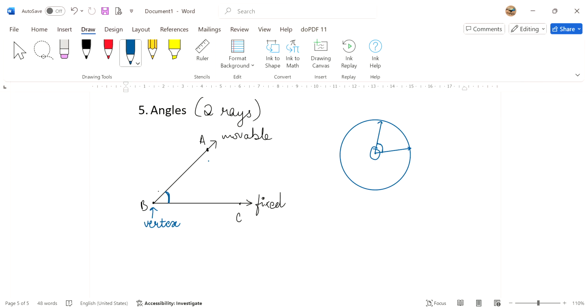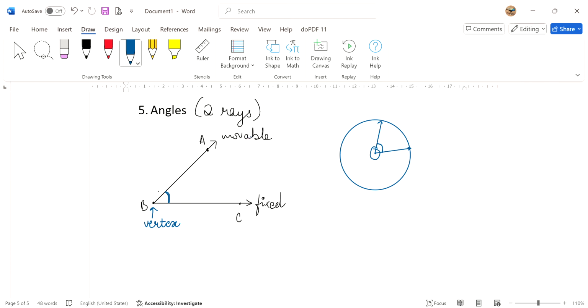Angles are differentiated based on the size or the degree of the angle. I'll tell you the main differences. There is an acute angle, which is less than 90 degrees. Then you have a right angle, 90 degrees. Then you have an obtuse angle, which is greater than 90 degrees. Then you have a straight angle, 180 degrees. And then you have a reflex angle, which is anything greater than 180 degrees. This is it for angles.